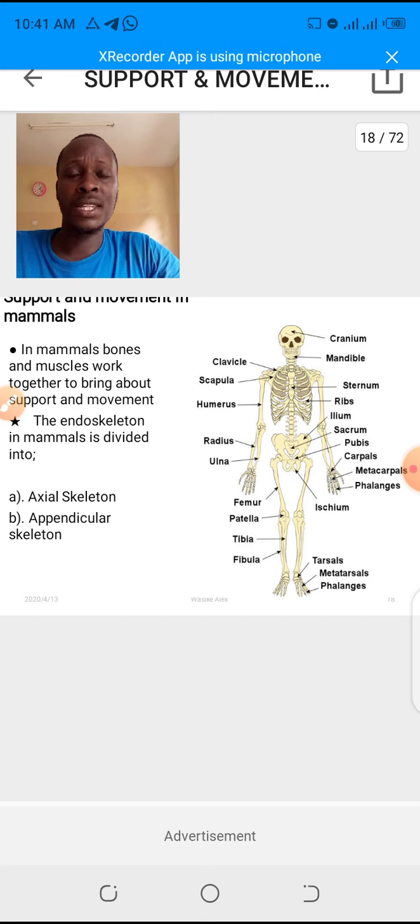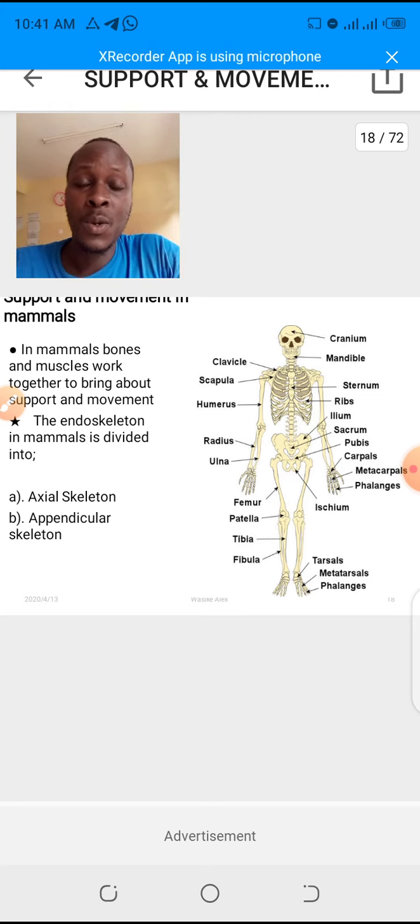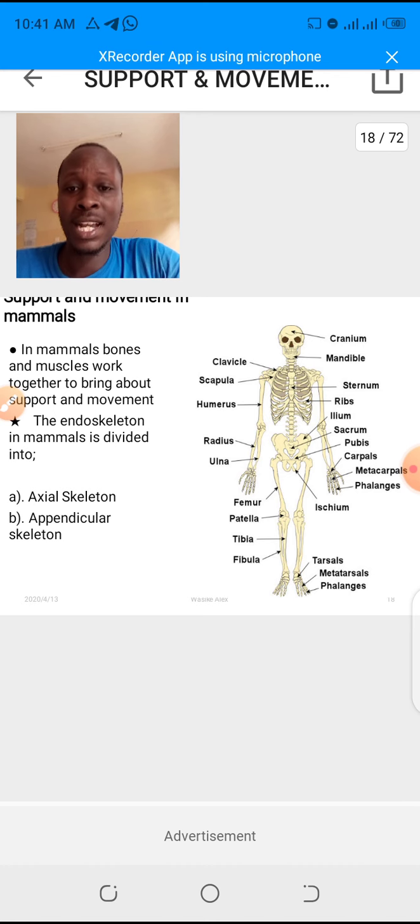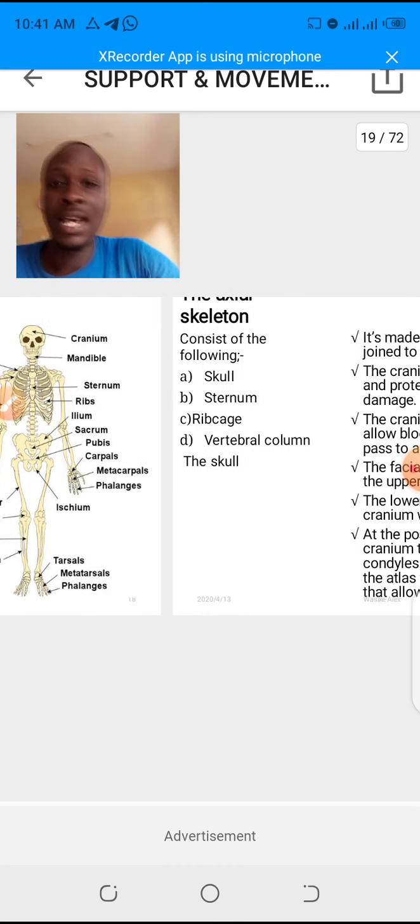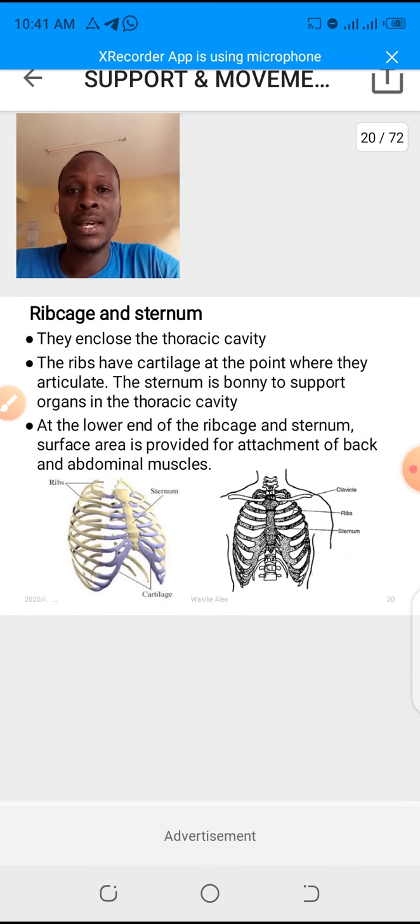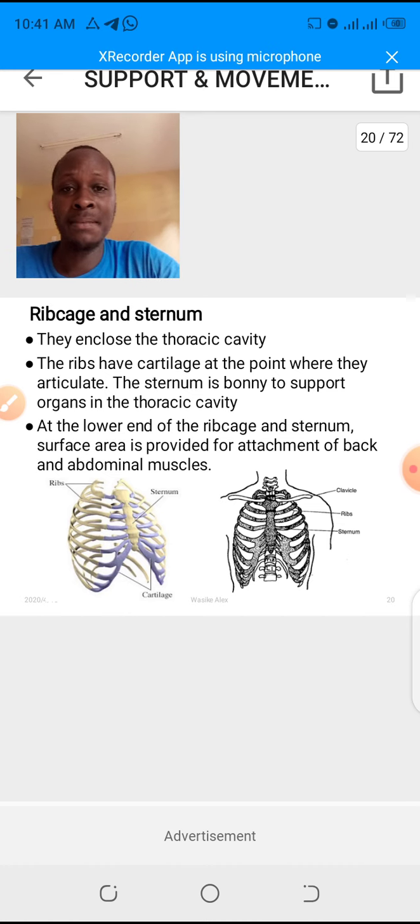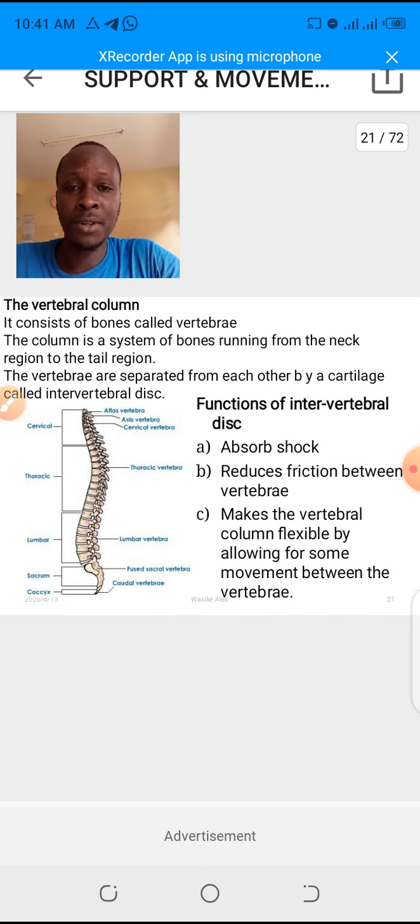Finally, in our lesson, we went ahead and looked at the mammalian endoskeleton. We were able to have an overview of the whole skeleton, including the axial skeleton and the appendicular skeleton. I remember we covered that the axial skeleton consists of the skull, the sternum, the rib cage, and the vertebral column. So, as you can see, this is the rib cage and the sternum. This is the vertebral column.